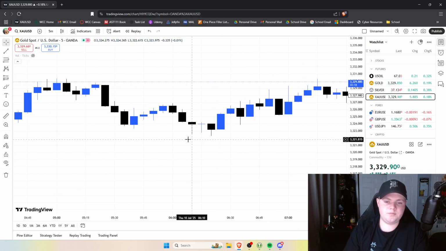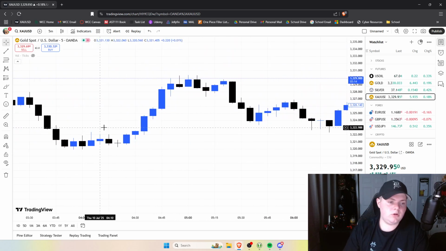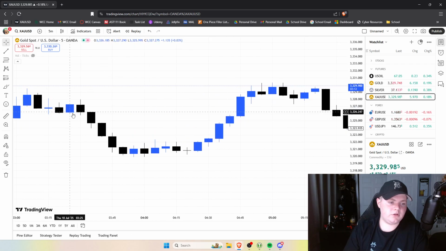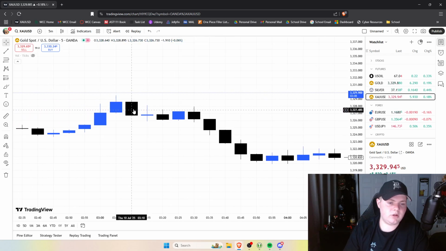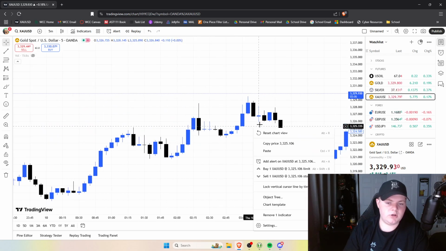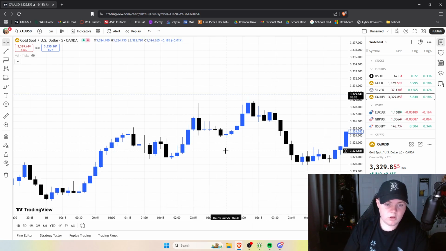Let me see if I see some more. I don't think this is a doji. It looks a little thick. Oh no, that's kind of smaller. Nah, it's definitely not a doji. Although this is definitely a doji, and price reacted and it kind of pushed up.